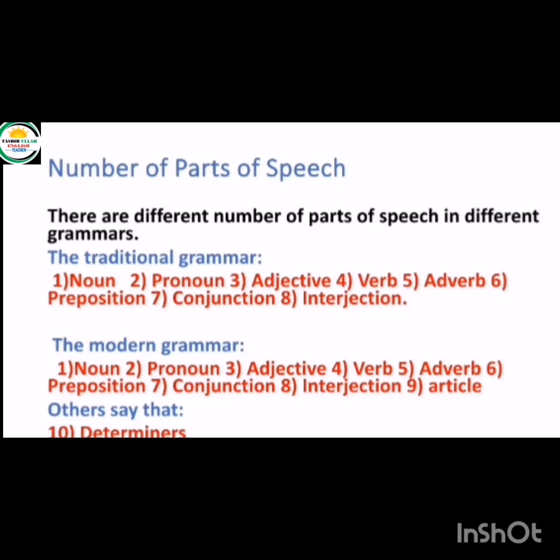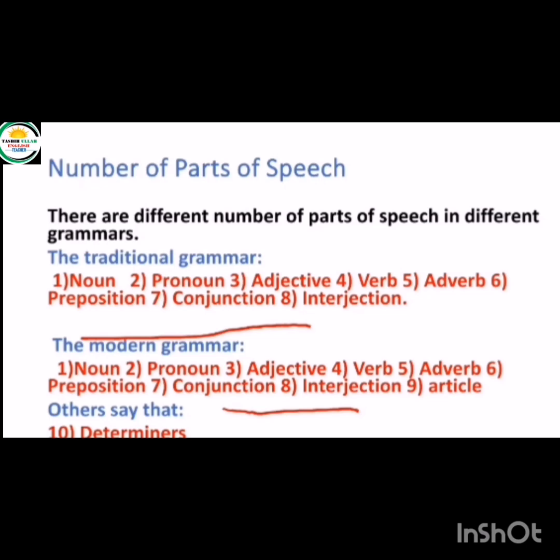Okay, so there are different numbers of parts of speech in different grammars according to different grammarians. In traditional grammar, there are 8 in number, as you can see: noun, pronoun, adjective, verb, adverb, preposition, conjunction, interjection. And in modern grammar, the most recent grammar, there are 9 in number, as you can see that here the article is considered a separate part of speech.